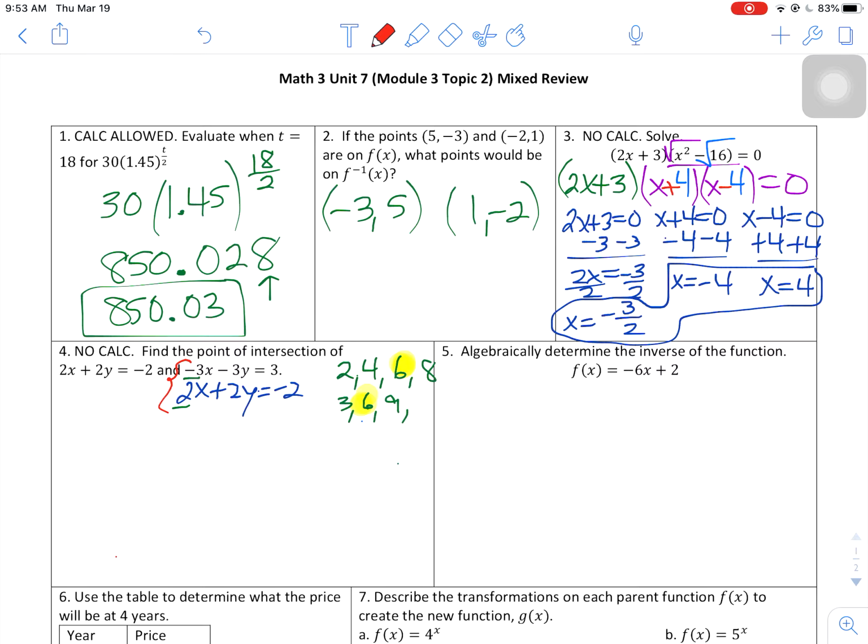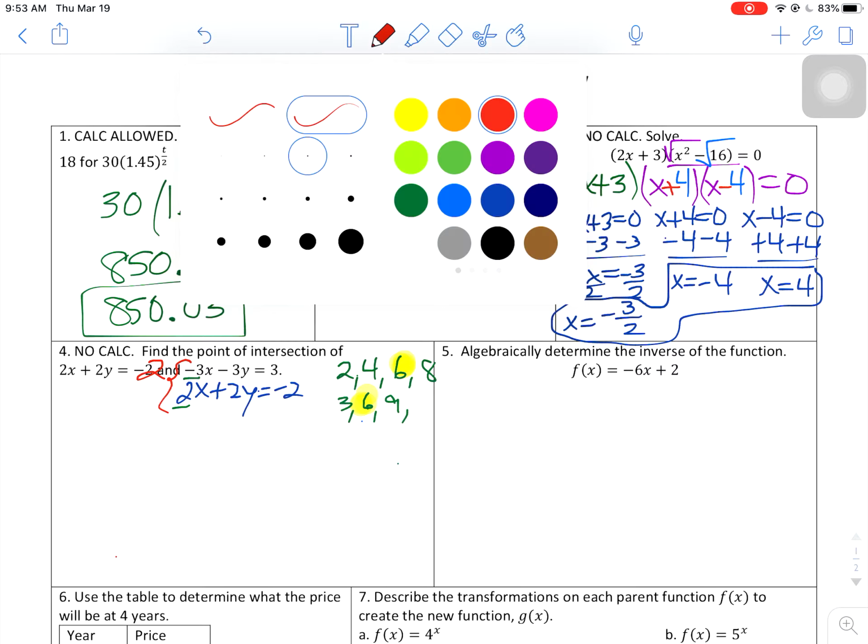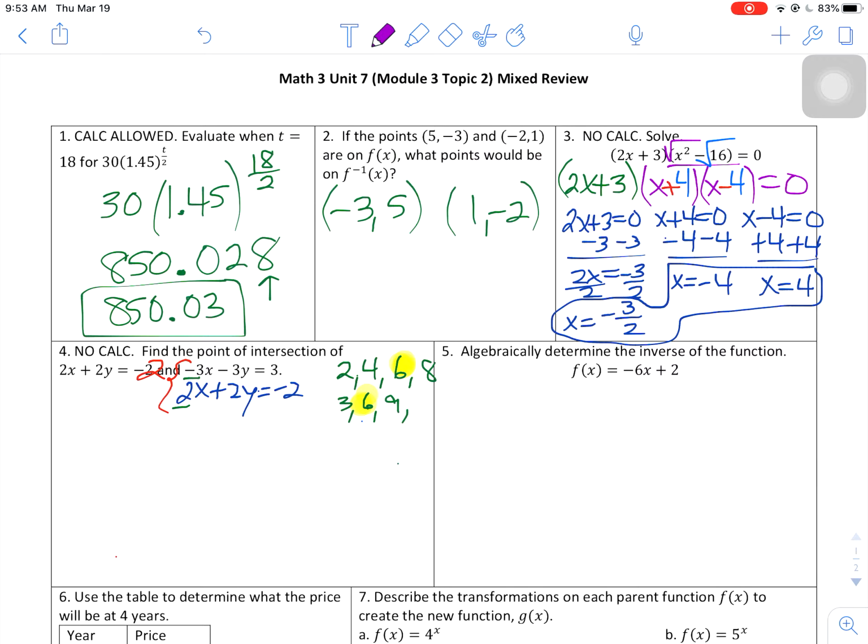Looking at the top equation, I want to turn that into negative 6x. So I'm thinking to myself, what number do I need to multiply by to make that top equation negative 6x? So 2. 2 times negative 3 is going to turn into negative 6x. Looking at the bottom equation, what number do I need to multiply by to make that a 6x? So 3. 3 times 2 will turn the bottom into 6x.